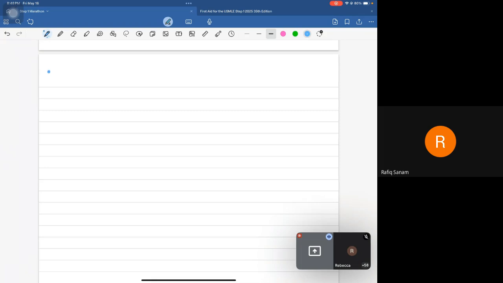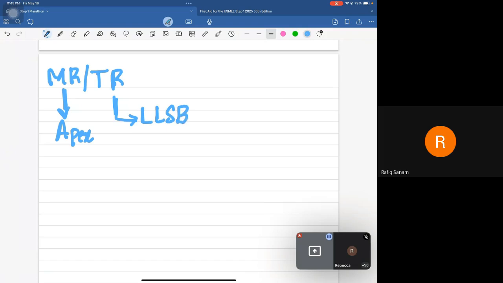Now there are two more murmurs, which are the MR and TR. So mitral regurgitation and tricuspid regurgitation, right? Mitral valve murmurs are always heard at the apex of the heart. Tricuspid murmurs are always heard at the left lower sternal border. Regarding the character of these murmurs, both of them are holosystolic murmurs, right?